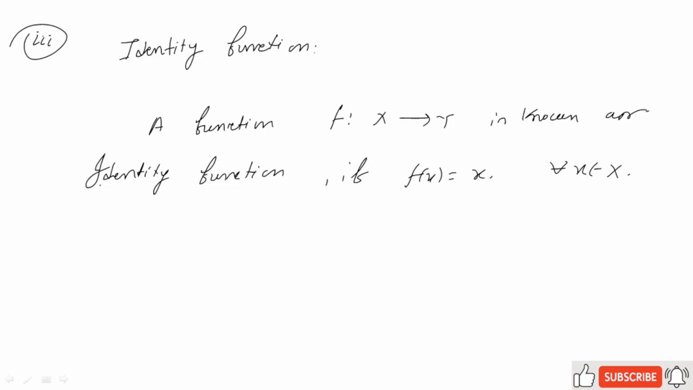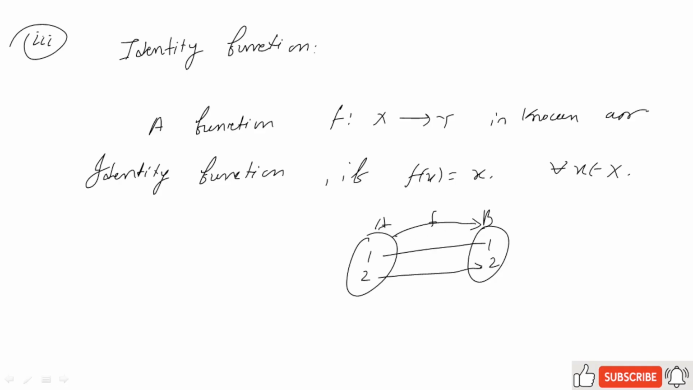That means, let us suppose, take an example: this 1, 2 is set A, and this is also 1 and 2, this is set B, and there is a relation f. 1 is connected with 1, 2 is connected to 2, then f of 1 becomes 1, f of 2 becomes 2. These are what type of functions? These are identity functions. So these two sets must be what? Same.